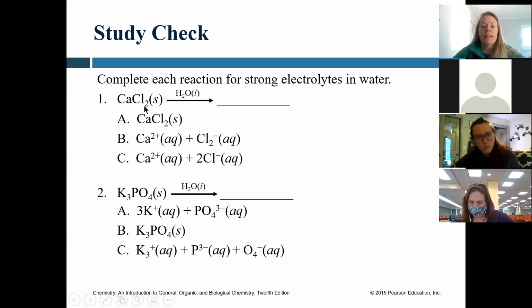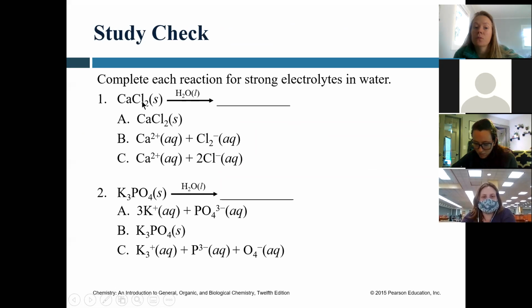So if we're looking at this here, complete each reaction for a strong electrolyte solution. In this case, we're going to assume that these completely break apart. So if I'm going to break these apart, calcium is going to break apart into a 2+ charge. So we don't want this thing because we're saying it breaks apart. So we don't like that first guy. I do like this and I do like this because we're going to get this Ca2+.